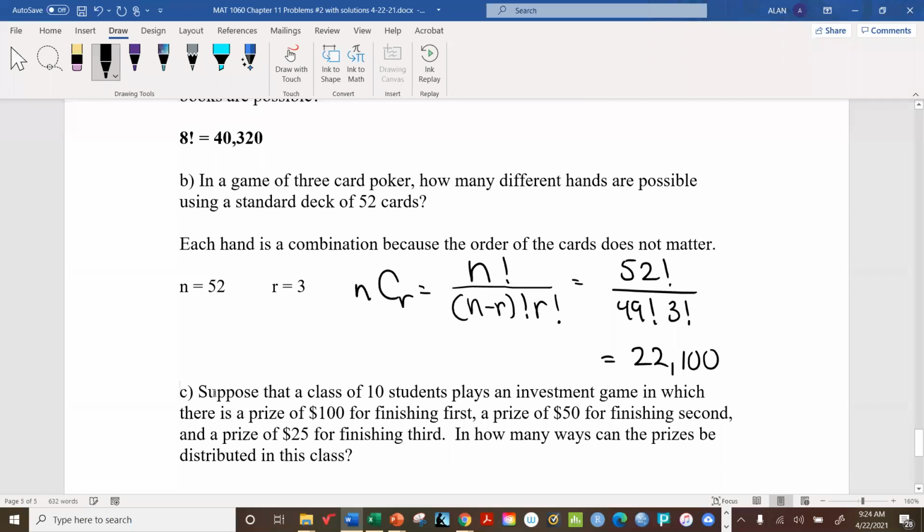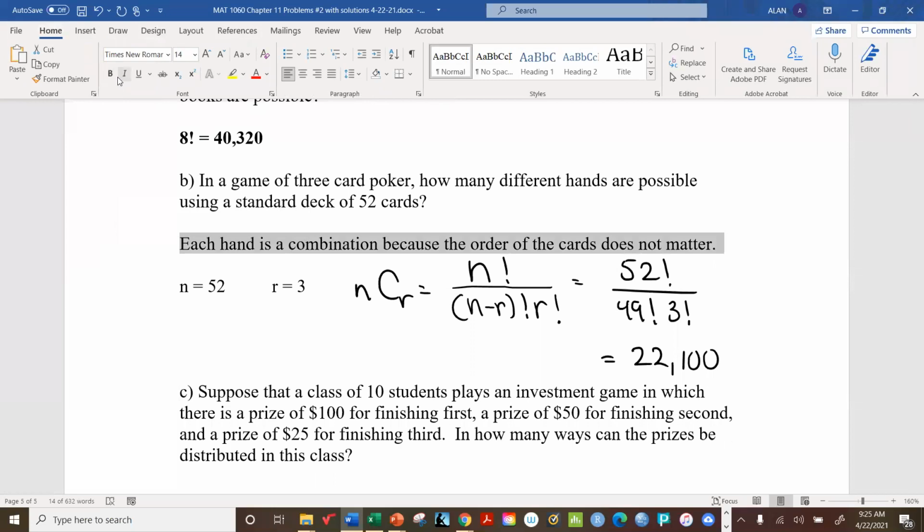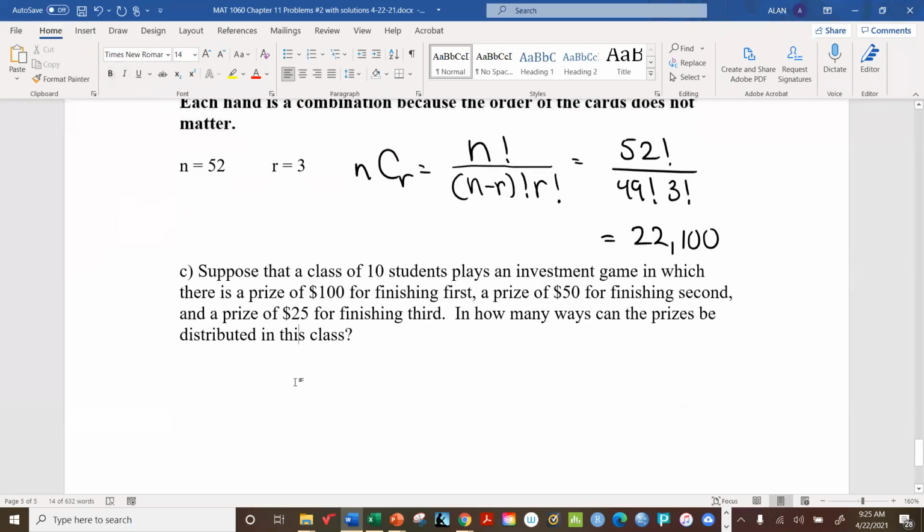Now here, we have a class of 10 students playing an investment game in which there's a prize of $100 for finishing first, a prize of $50 for finishing second, and $25 for finishing third. How many different ways can the prizes be distributed? Now this is a different situation altogether, because the order does matter now. Each outcome is a permutation because the order matters.